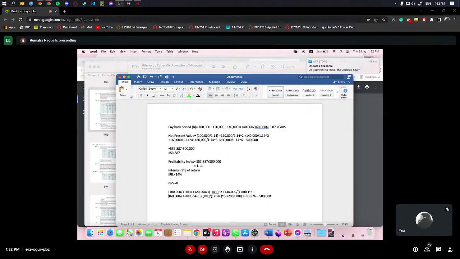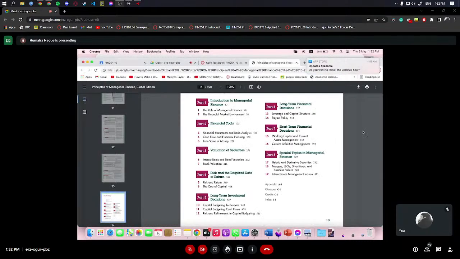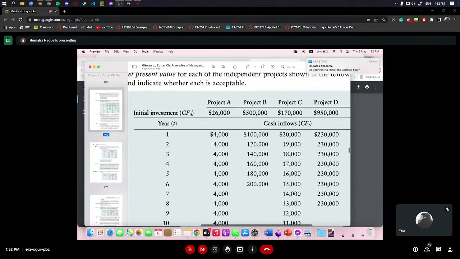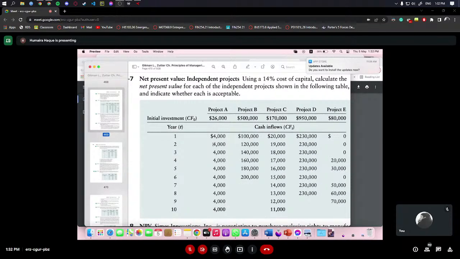Okay, hopefully. Guys, tell me, look into this. Let me show this again. Look into the project. Say you calculate NPV, IRR, payback period, everything, all the capital budgeting techniques that I've taught you. You've calculated it for project A as well, project B as well.